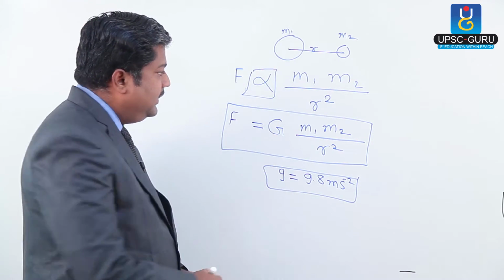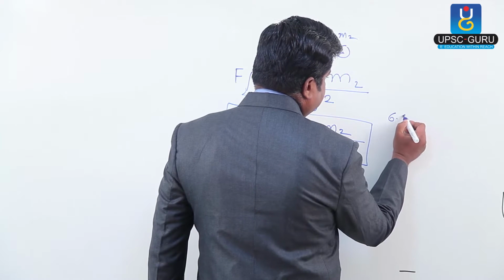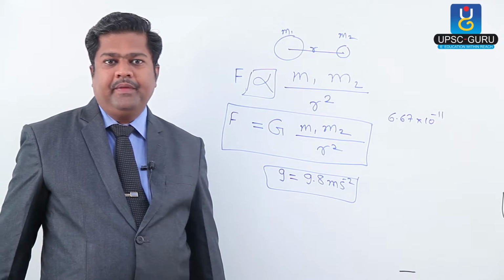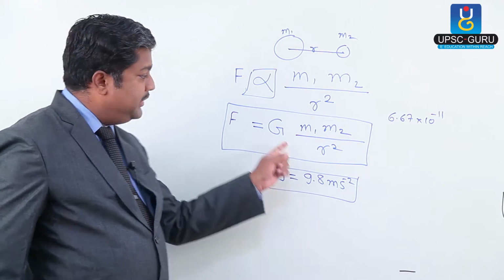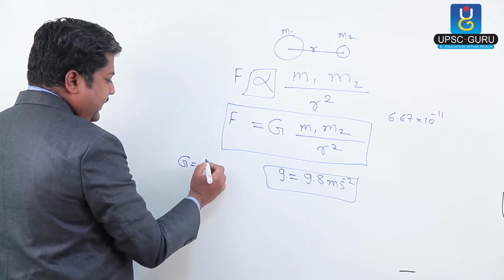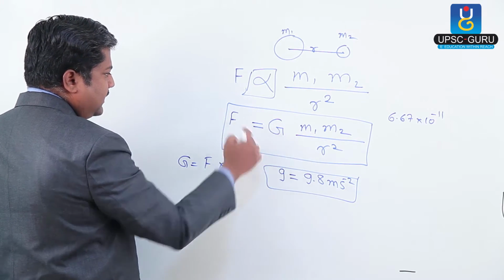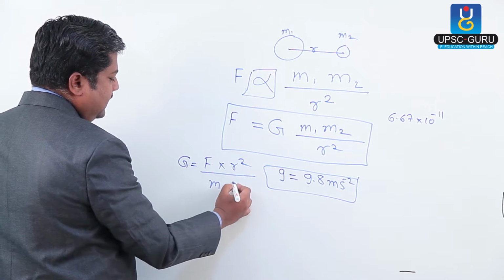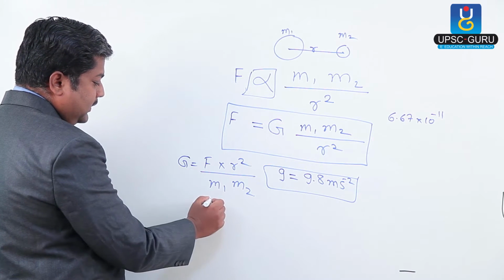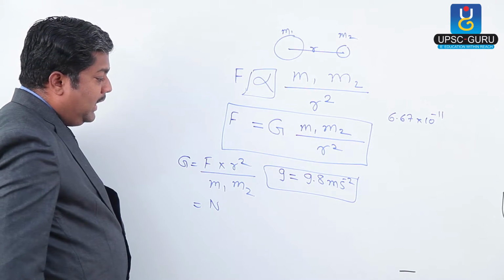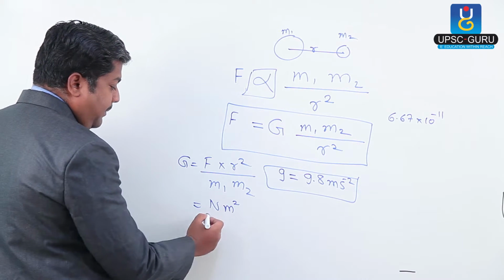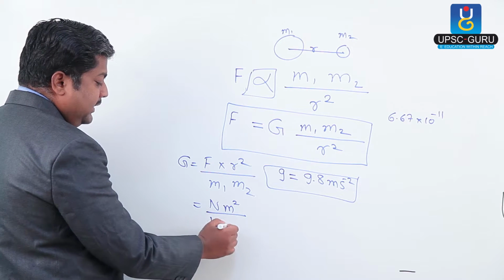Now the value of this G, you have to learn by heart, that is 6.67 into 10 raised to minus 11. What is the unit of this? You can check it this way, that G equals F into r square upon m1 m2. What is the unit of force? Newton. What is the unit of r? That is meter. So it is meter square. So Newton meter square upon m1, that is kg, into kg.